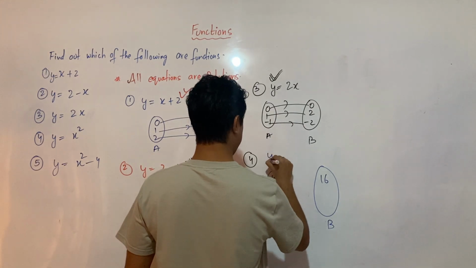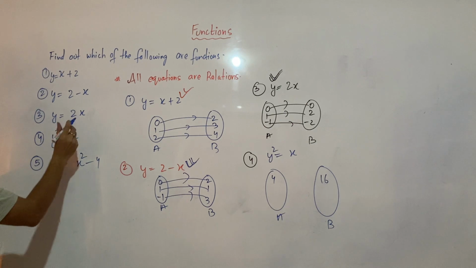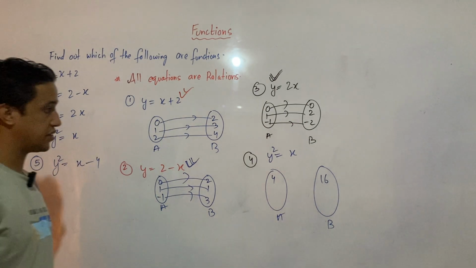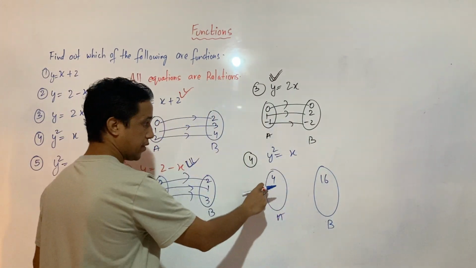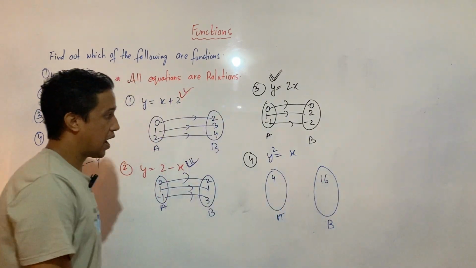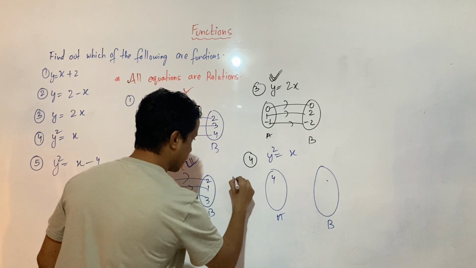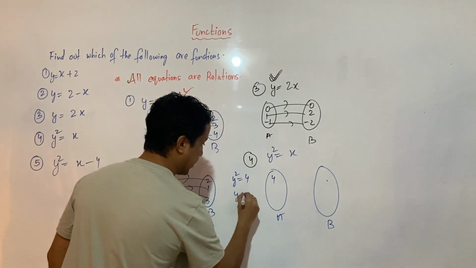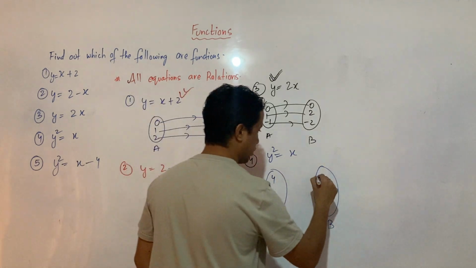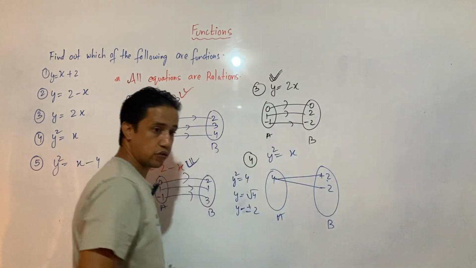y square equal to x, and here y square equal to x minus 4, right? So if you give here x 4, then y is going to have two values. Now see here, y square is equal to 4, so y is going to be plus minus 2. So it's going to be plus 2, minus 2. Now how many values? Two values, right?